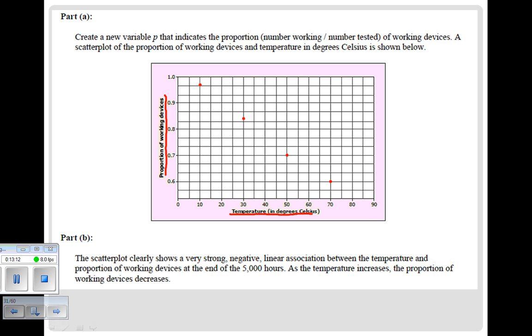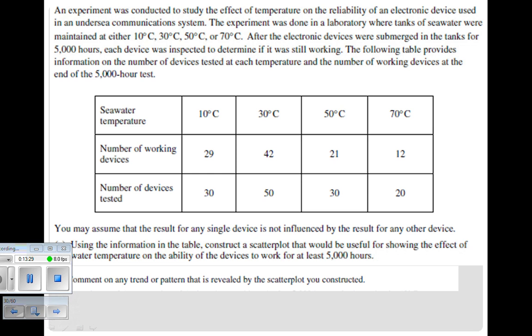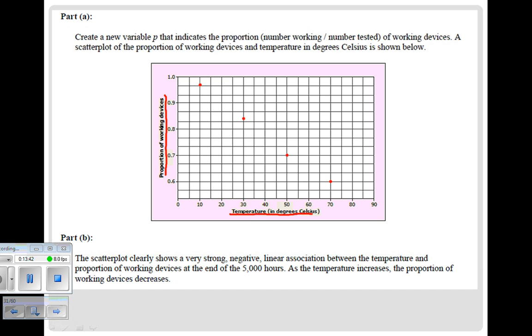So in list 1 we have 10, 30, 50, and 70. All right, in list 2, I'm going to put the 29 out of 30. I've got to go back to see the rest. So 29 out of 30, then 42 out of 50, 21 out of 30, and 12 divided by 20. All right, so let me go forward again.